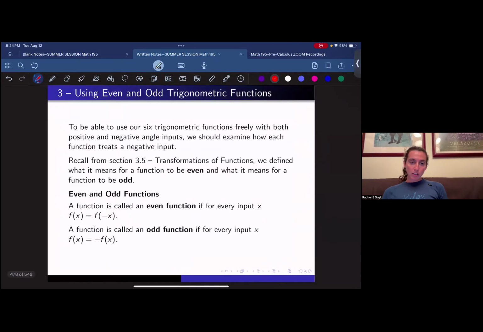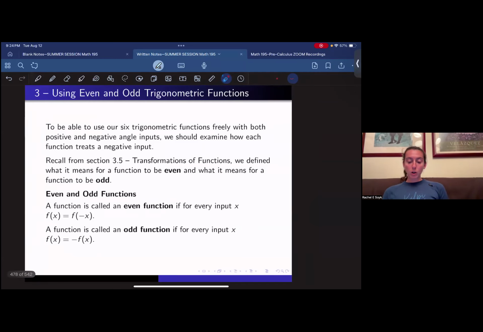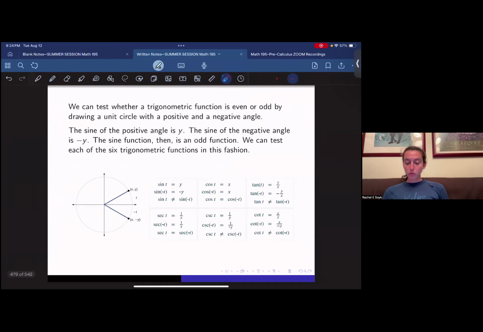Our third objective is reviewing our knowledge of even and odd functions, but now from a trig perspective. And fun fact, our only even functions are cosine related. So cosine of x and secant of x are our only types of even functions. All sine related and all tangent related functions are odd.